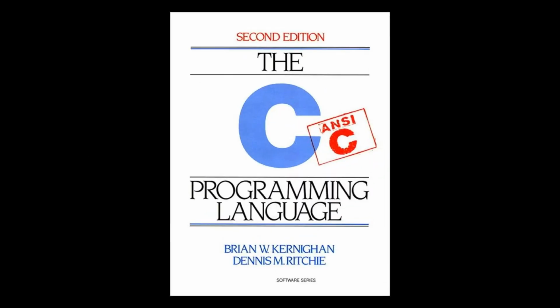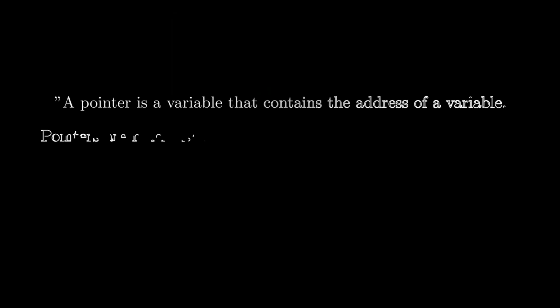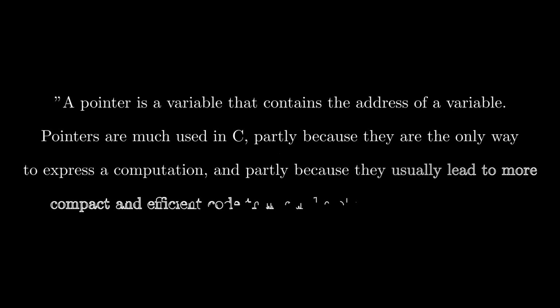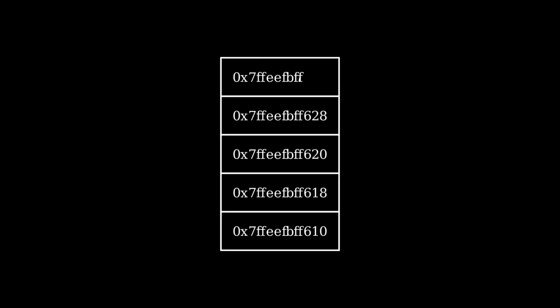So, what is the point of a pointer? No pun intended. Well, according to this book written by the developers of C, a pointer is a variable that contains the address of a variable. Pointers are much used in C partly because they're the only way to express a computation, and partly because they usually lead to more compact and efficient code. Alright, so what does that exactly mean?